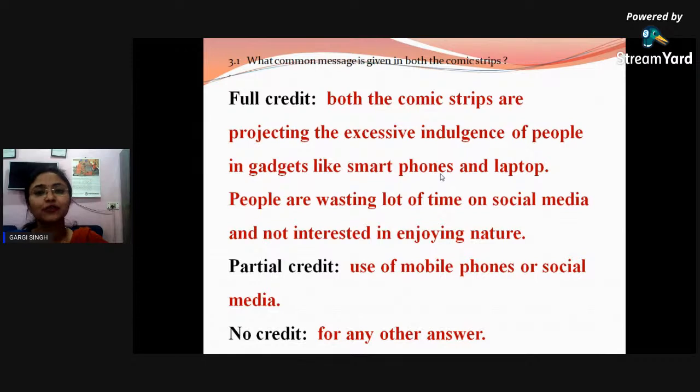Partial credit if you have written use of mobile phones or social media. No credit for any irrelevant answer. Most of you have written wonderful answers, and this shows that you people have very good interpretation skills. Very good. Let's move to next question of task 3.